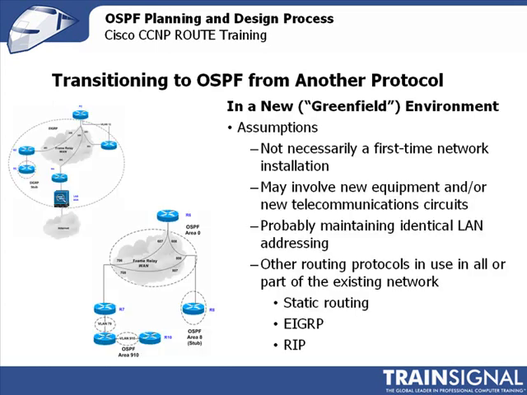In a new or greenfield environment, it doesn't necessarily mean that it's a brand new network. It can be new equipment and circuits. Over the years, in network designs and implementations that I've done, there are many times that it's simply moving to a newer technology or brand new equipment or other things, and typically new telecommunications circuits as well. And so there's a new aspect of it, but it's not necessarily the first time a network's ever been put into production. So in this case, it may involve keeping the same LAN addressing. There could be other routing protocols in use in all or part of the network, static, EIGRP, or RIP.